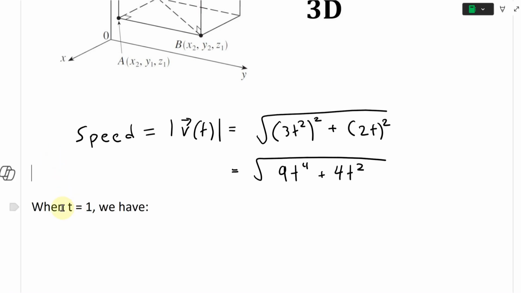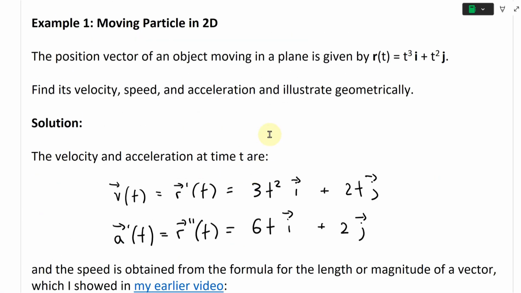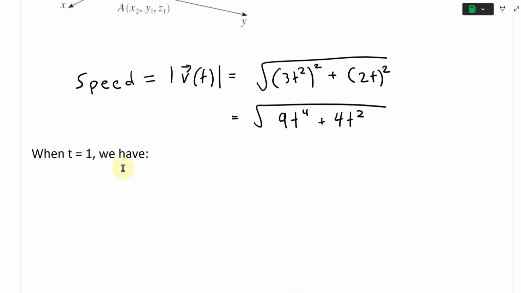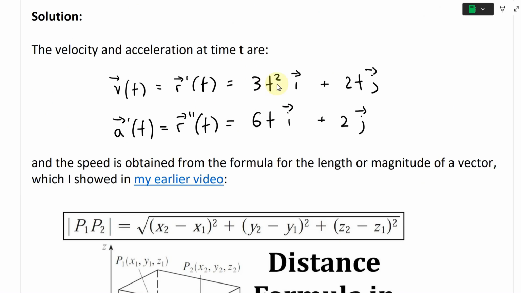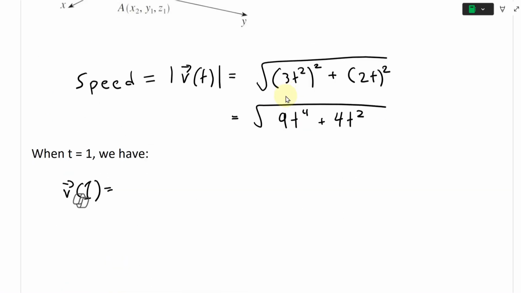All right, now the next setup is, when t equals 1, and again, I actually forgot to include this. So find its velocity, speed, and acceleration when t equals 1, and illustrate geometrically. So, all right, when t equals 1, let's get all these values here. So we have a v of 1. This equals, look at our velocity right there. This is going to be 3t squared, so 1 squared, and then plus 2t. That's just going to be 3i plus 2j.